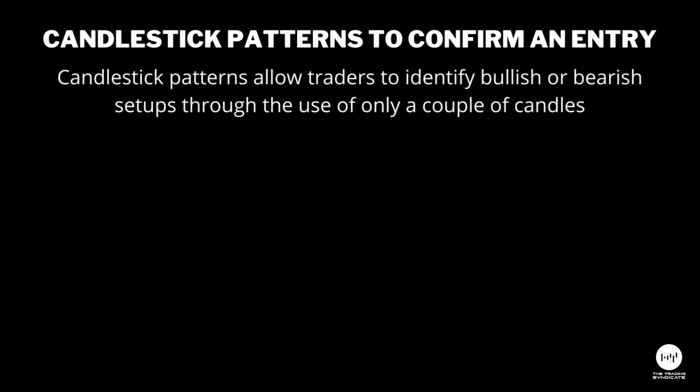Let's take a look at another type of confirmation that can be used to identify entries in supply and demand zones. This type of confirmation has more so to do with candlestick patterns that form along or inside supply and demand zones. Essentially, candlestick patterns allow traders to identify bullish and bearish setups through the use of only a couple of candles. Generally, candlestick patterns will form through 2 to 5 candles, and they tell a trader a lot about the technical setup of a price chart.